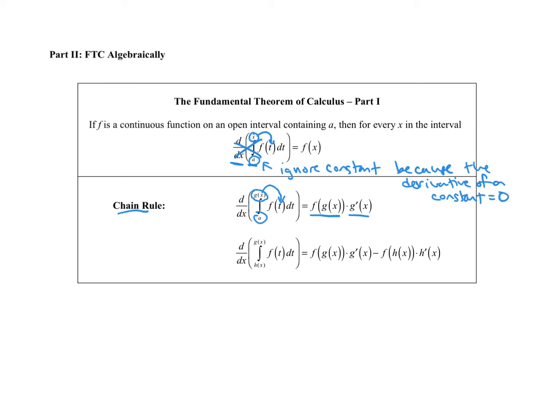Another thing you might see is variables both at the top and the bottom. And if that happens, what you're going to do is, again, the derivative cancels the integral, so those go away. You plug the upper function in, and you have to consider the chain rule. And then you subtract, and you plug the lower function in, and consider the chain rule for that part as well. So let's do some examples.